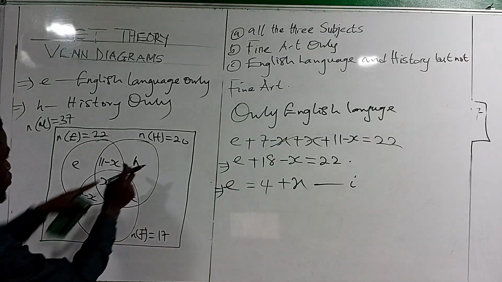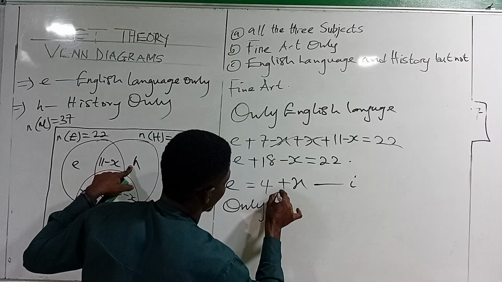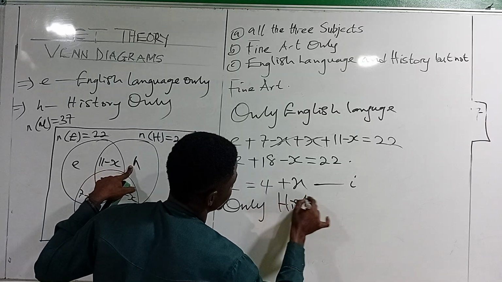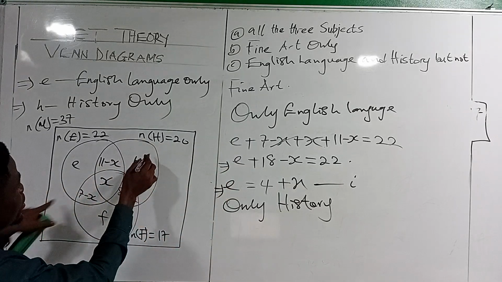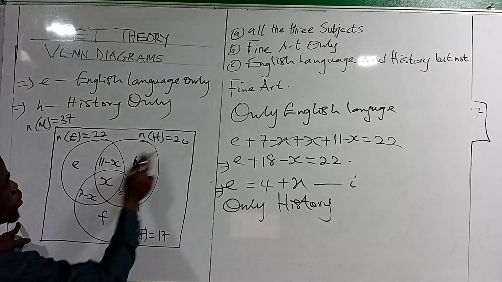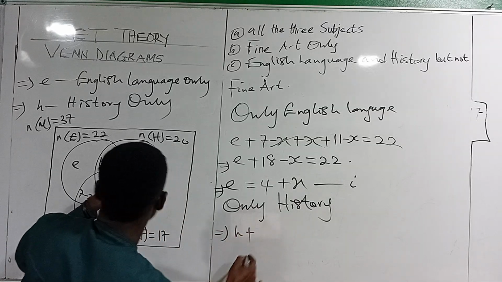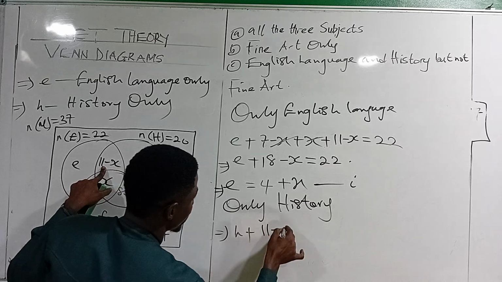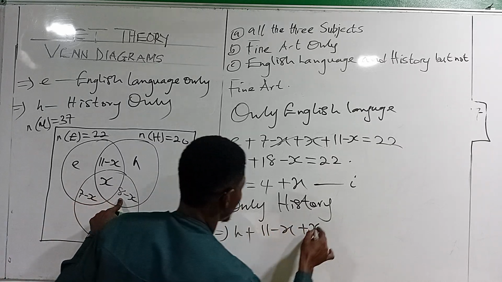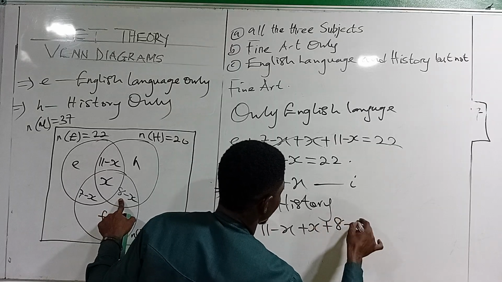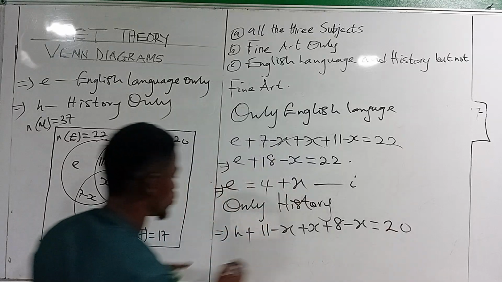Okay, now let's calculate only history. Only history. Now, if we are going to add everything together, equals what? We have H plus 11 minus x plus x, then plus 8 minus x, then equals 20. We want to get only history.